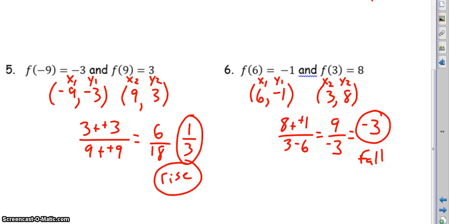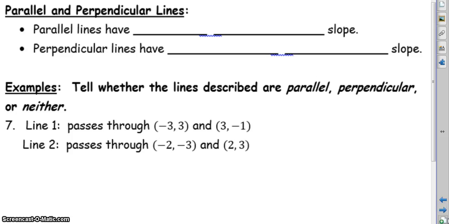So if you would, flip those sheets over. And that leads us to types of slope that have parallel and perpendicular lines. Okay? So, parallel lines have the same slope.